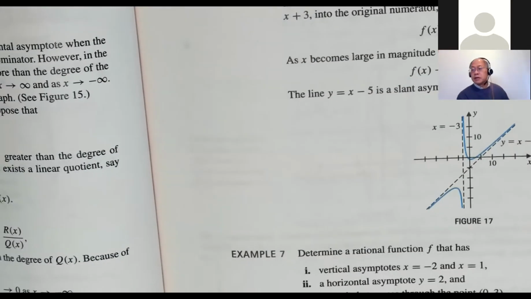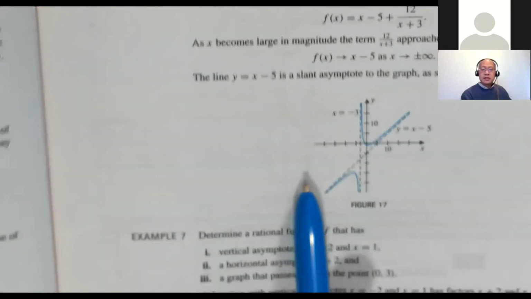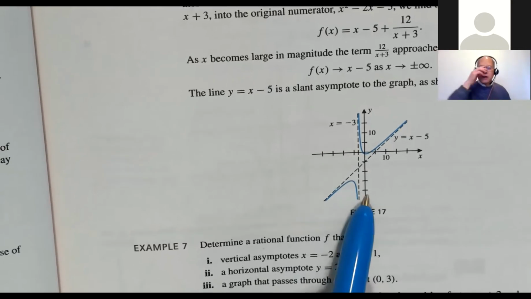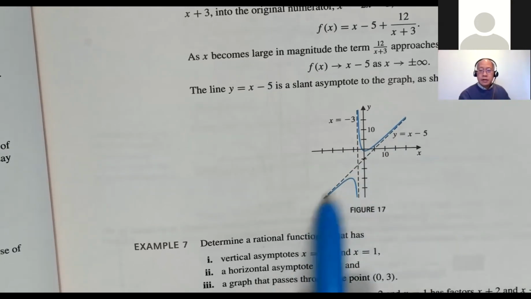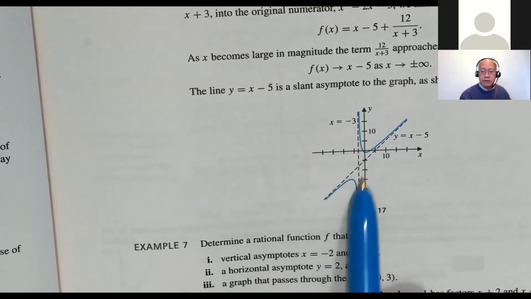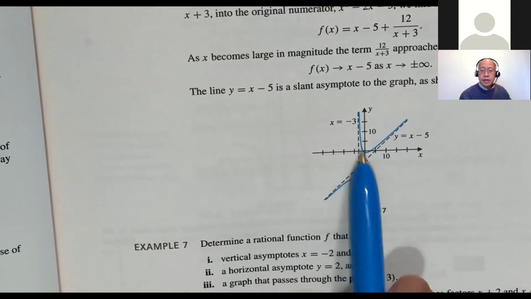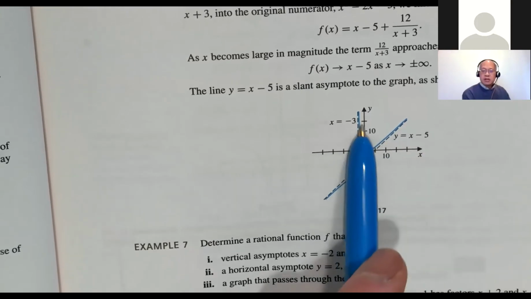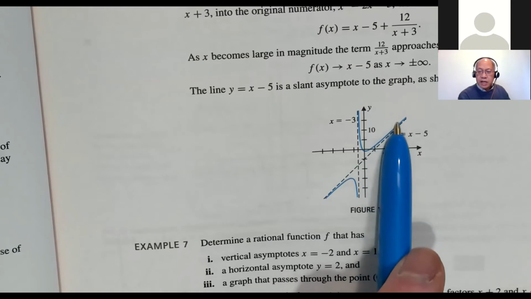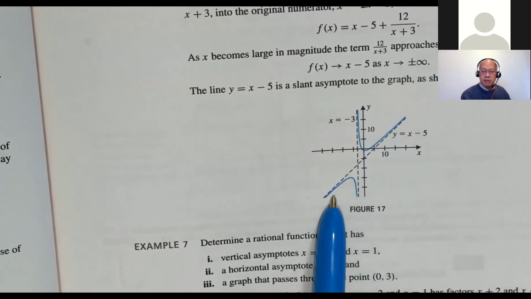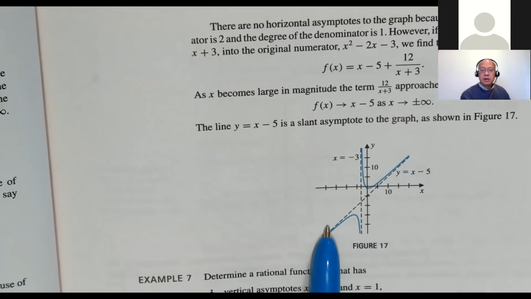And another example is something like this. For this particular graph, it looks like we have a vertical asymptote, x equals -3. And this happens to be the line, I guess they say y equals x minus 5. So it shoots up like that. It gets really, really close to that line. And likewise over here, it gets really close to the line over here.